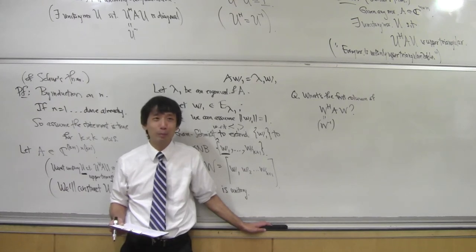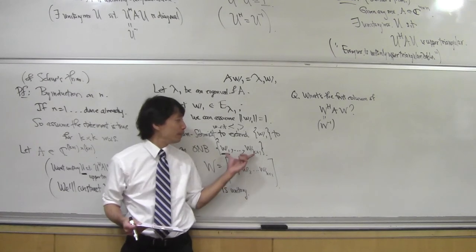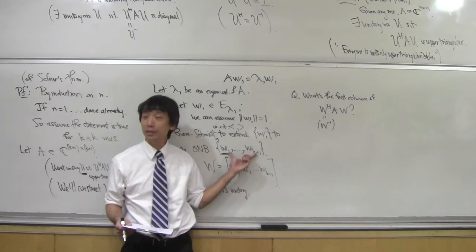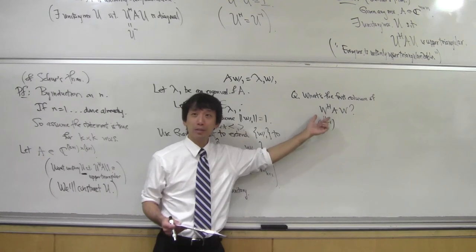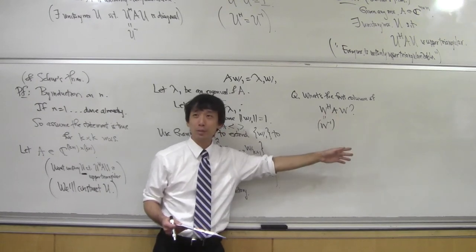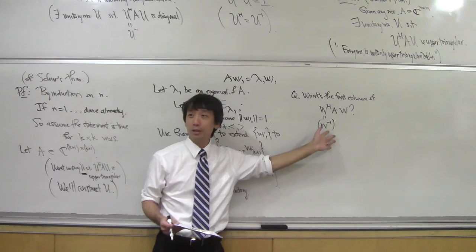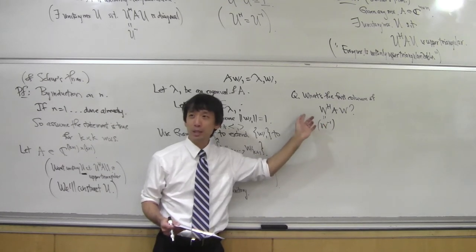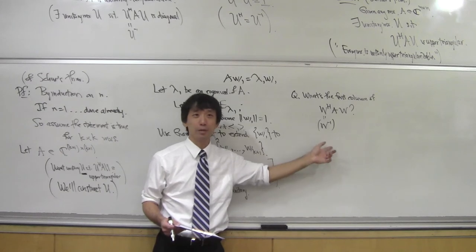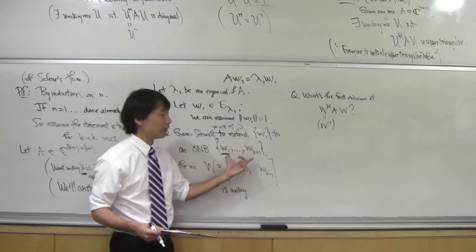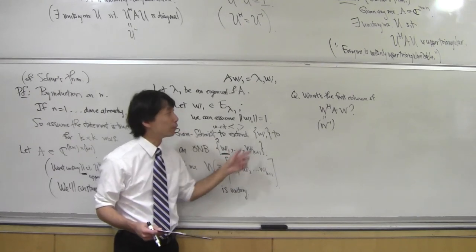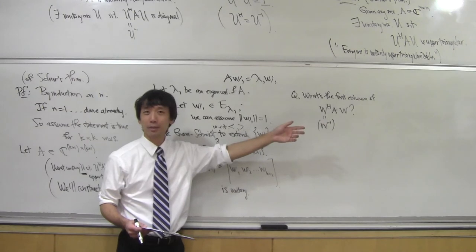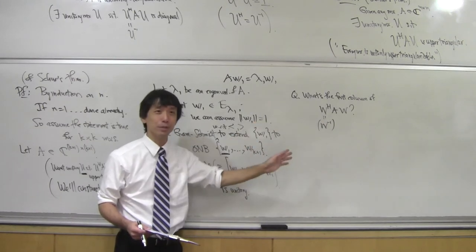Okay, let me try and prime your brains a little bit. If this thing were a basis of eigenvectors, and we took the matrix representation with respect to the basis of eigenvectors, what is the matrix representation going to look like? It'll be diagonal, right? It'll be diagonal with the lambdas down the diagonal, right? Okay, we don't have a basis of eigenvectors, but the first one is an eigenvector. What's the first column going to look like? Lambda 1, 0, 0, 0, 0, 0, 0.